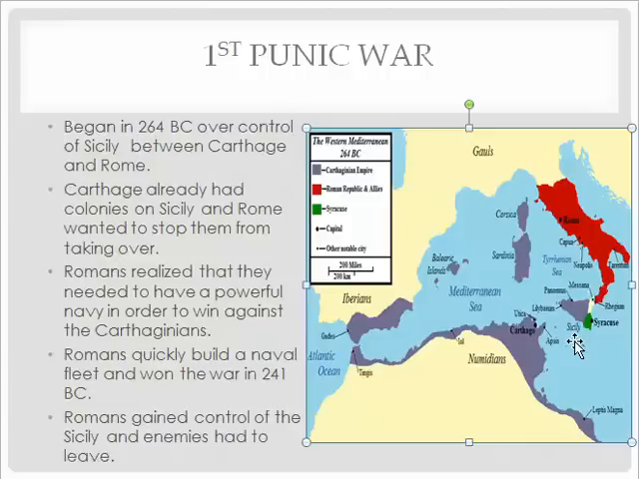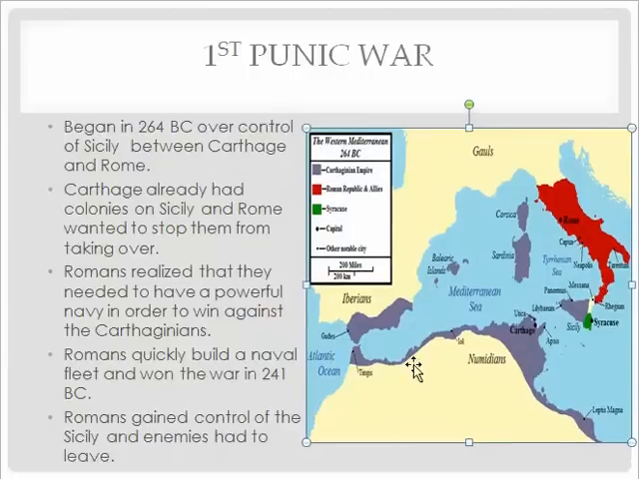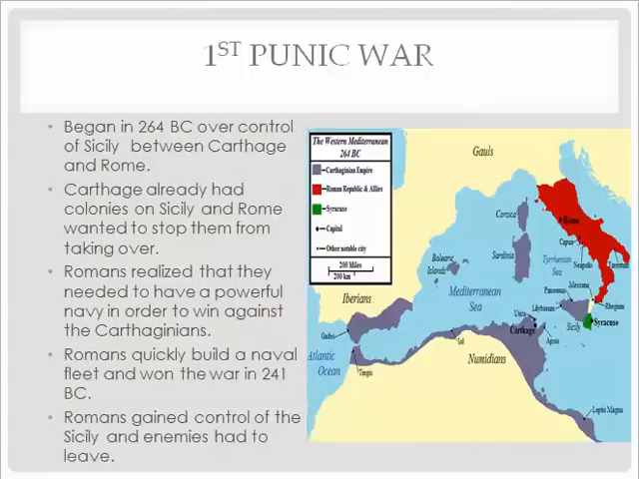So it took Rome, let's see, it started in 264 BC, and in 241 BC they finally beat them, mainly because they focused most of their supplies on building a naval fleet. Once Rome built a big naval fleet, they were in essence able to conquer their enemy. And when I say conquer, I mean to kick them out of Sicily. They didn't come to Carthage yet.